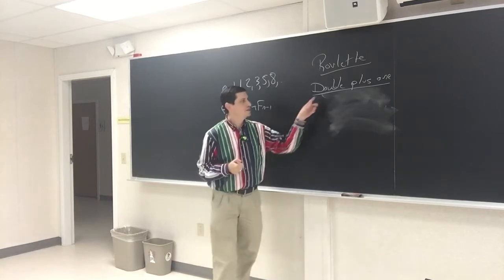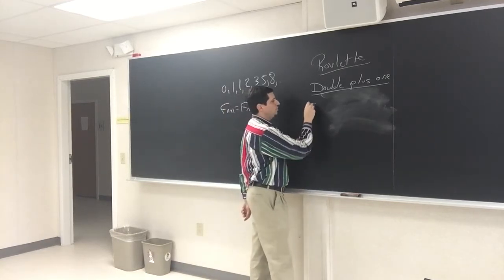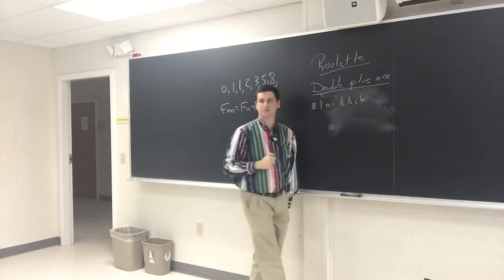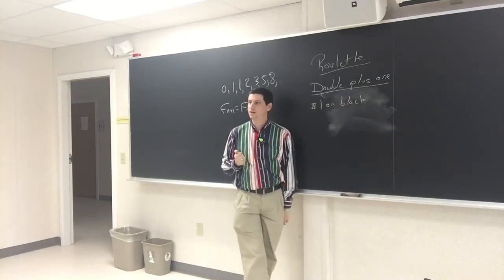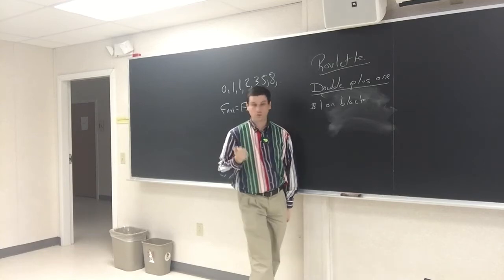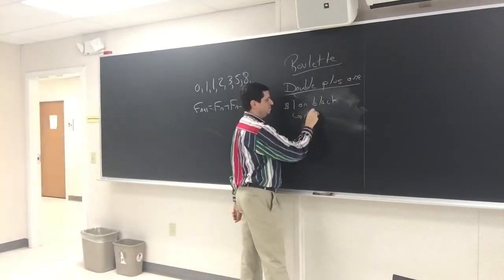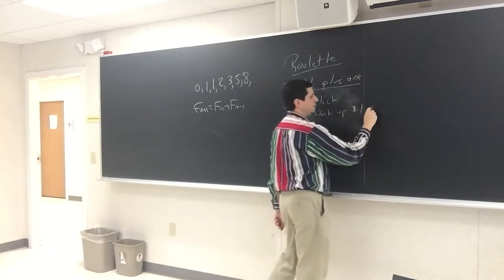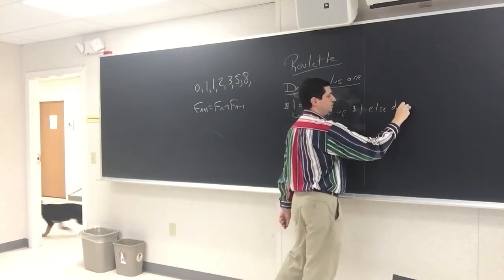Okay? So here's the Double Plus One. Start. You bet $1 on black. There are two possibilities. If it comes up black, what happens? You win, up $1. If black, up $1, else you're down $1.